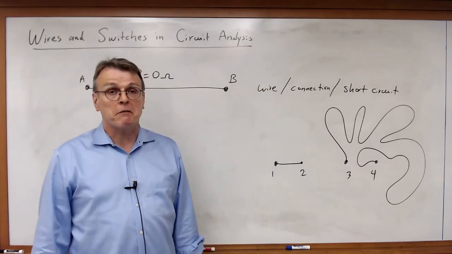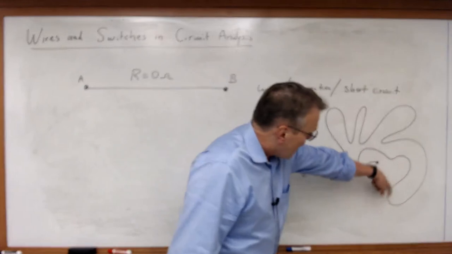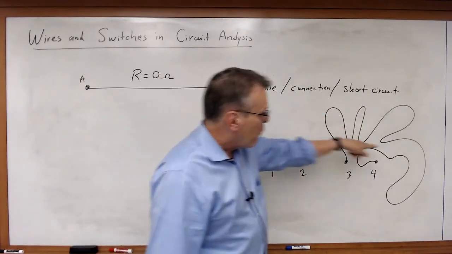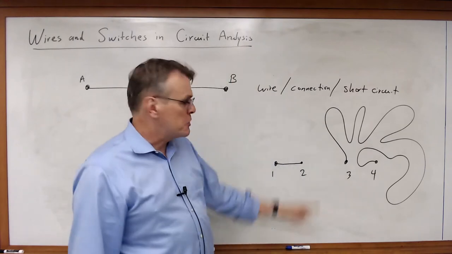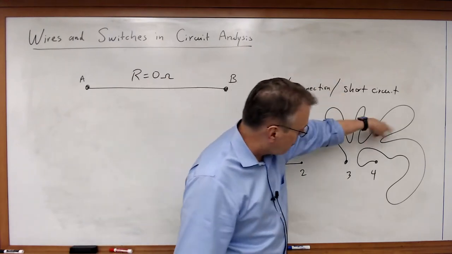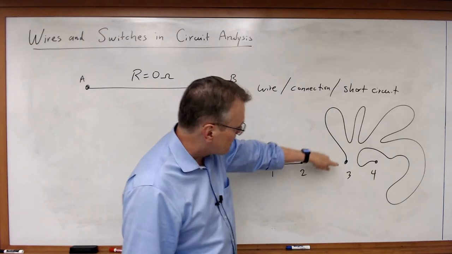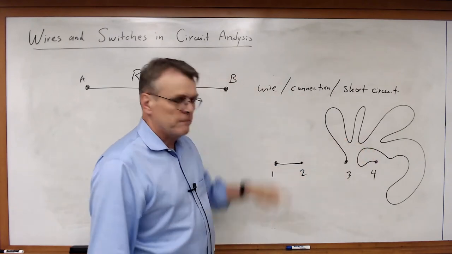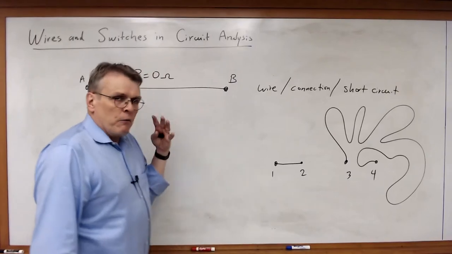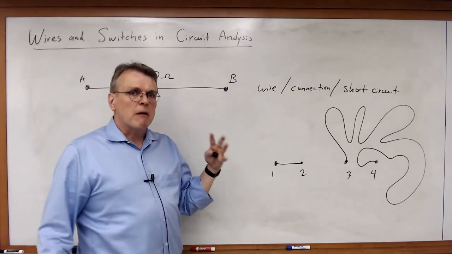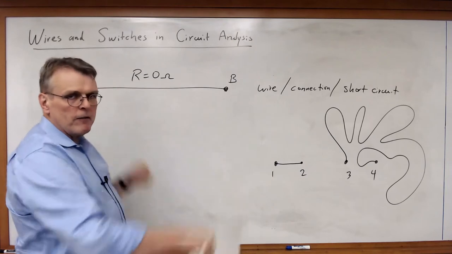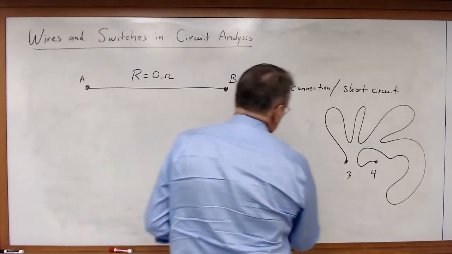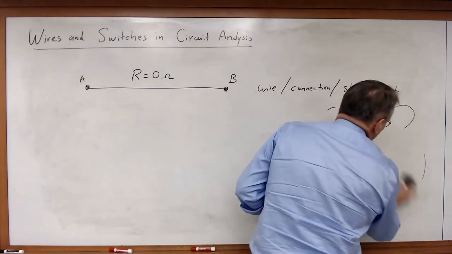No difference whatsoever. It doesn't matter how long, how bizarrely drawn, how stretched out it is, a wire is a perfect connector. And so it doesn't matter. I can make this as long as I want, bend it around as much as I want to. There's no difference between the connection between 3 and 4 than between 1 and 2. So these things are ideal. They're just ways of representing that you have a perfect connection between those two points. So here's our wire.